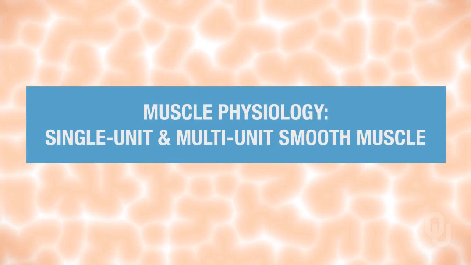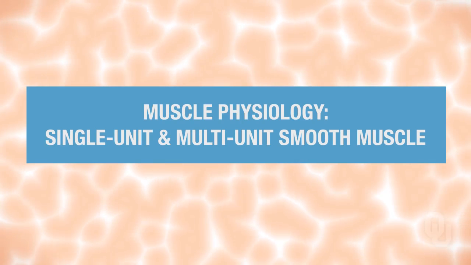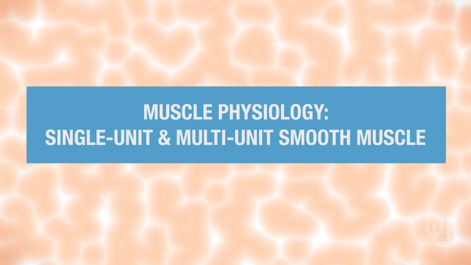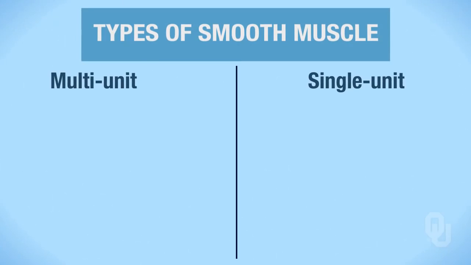This video will compare and contrast the two types of smooth muscle: single unit, also known as visceral smooth muscle, and multi-unit. Multi-unit is in the first column. Single unit is in the second column. Single unit, again, is also called visceral smooth muscle. So be sure you know single unit as visceral smooth and use those terms interchangeably.